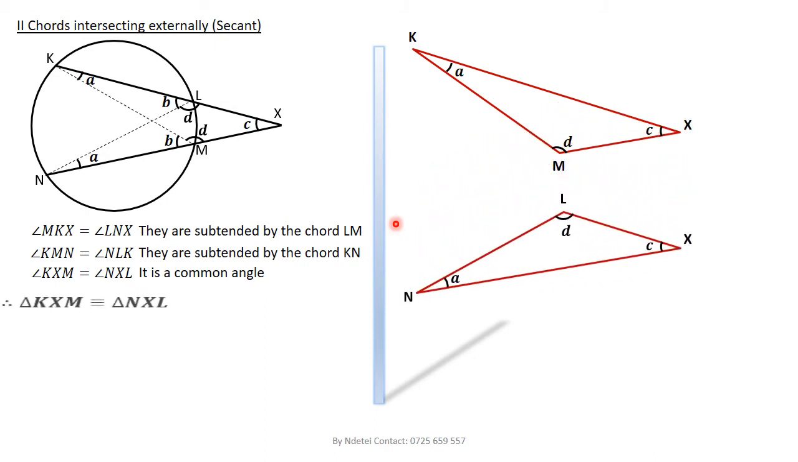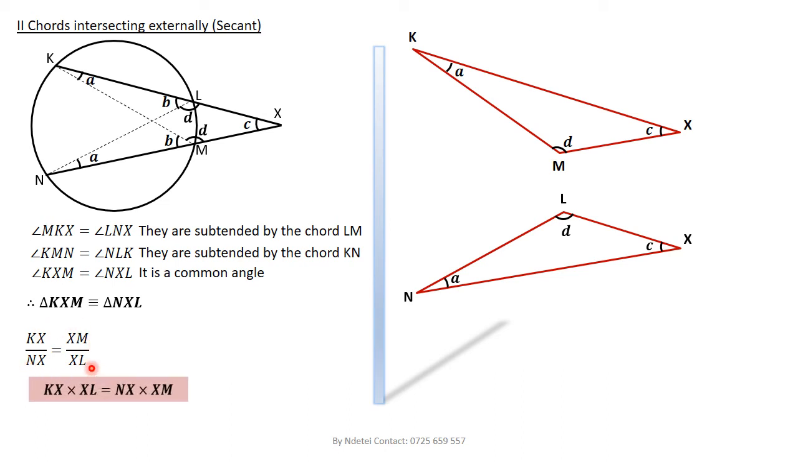Now, if that is true, we can say that the triangle KXM is similar to the triangle NXL. So you see KXM and NXL, and look at them here. They are similar. As we've done in a previous case, we can write KX divided by NX is the same as XM divided by XL. Please notice the order of KX, NX, and XL and XM in the way they appear here.